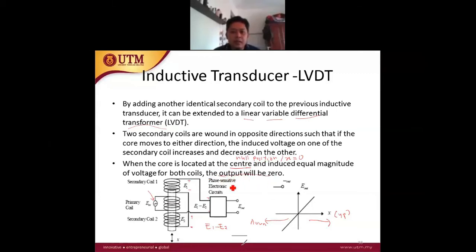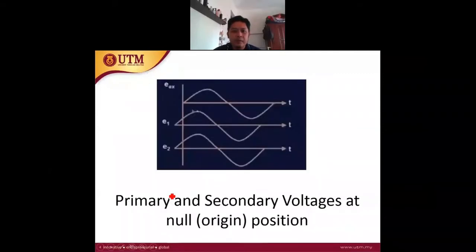So that is when the core is at null position. Null means that the core is exactly at the center. Now this is where we represent the output of the primary and secondary voltage. This shows the primary and secondary voltages at null position.